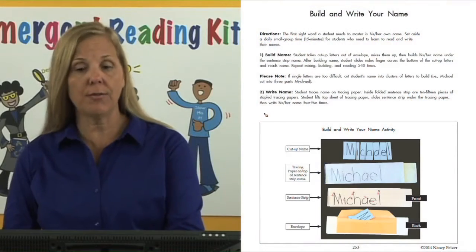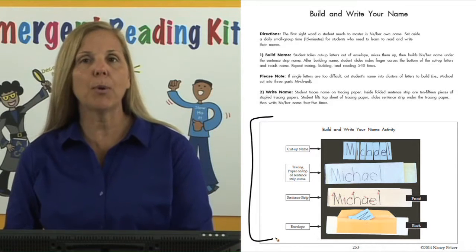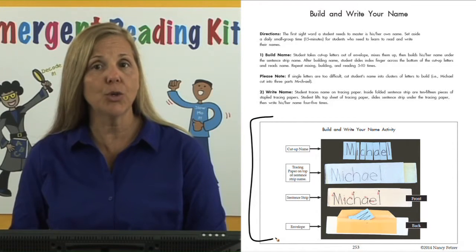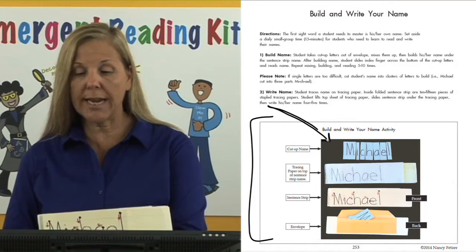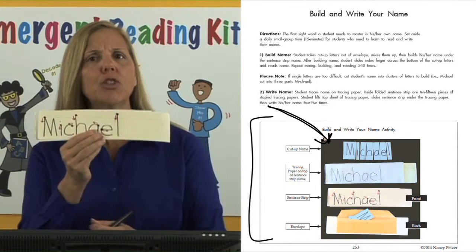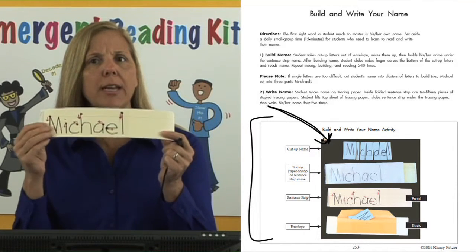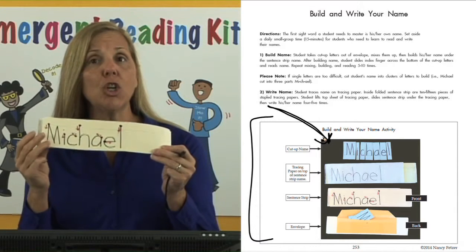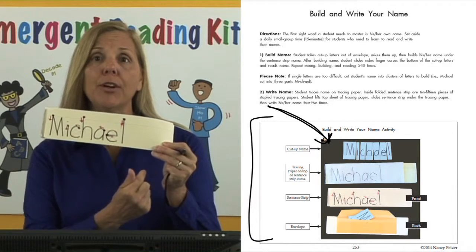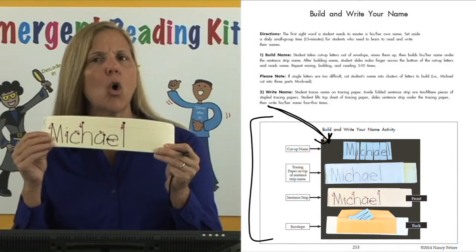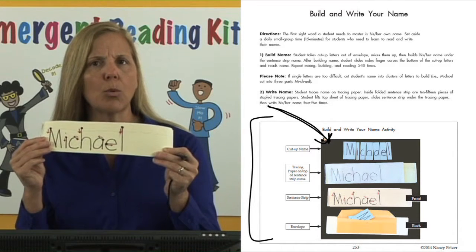On page 253, here's the example of what you would do in your reading group. First, students will take out their cut-up letters. Make sure that the sentence strip with their name on it is on the table for them to use while they build their name underneath. This is always available for students to use as a reference.